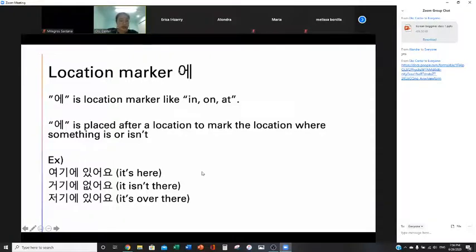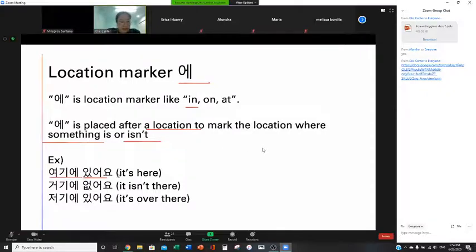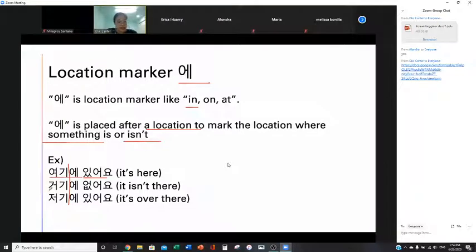Okay, so the location markers. The location marker 에 right here. 에 is a location marker meaning in, on, or at. 에 is placed after a location to mark the location where something is or isn't. So 여기에 있어요. I'll break this down. 여기 means here, 거기 means there, 저기 means over there. So to mark the location, 에 was added after the location word.